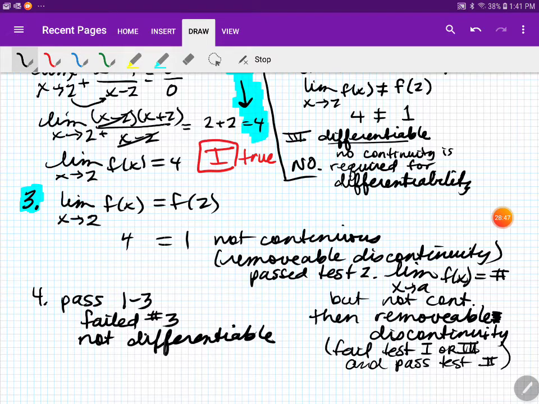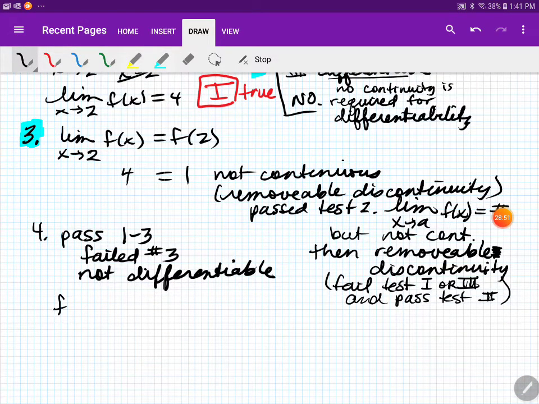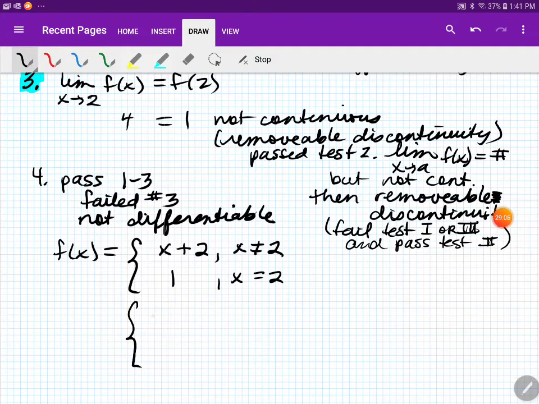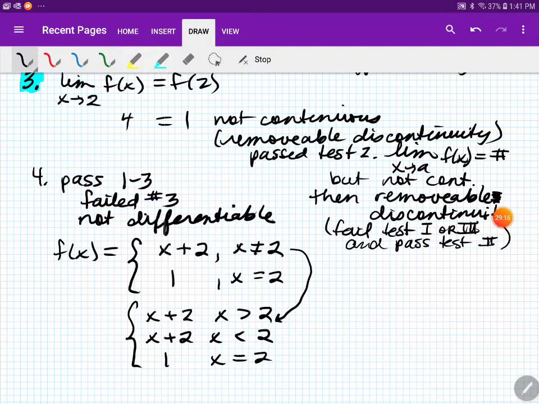But what if this question had just said if it's differentiable? Look how easily we could have been trapped. So say I go to my simplified version of this problem, which was what? X plus 2 if x doesn't equal 2, and 1 if x equals 2. So say it was like this, or say you had x plus 2 for x greater than 2, x plus 2 for x less than 2, and 1 for x equal to 2, which is kind of the same thing as this.